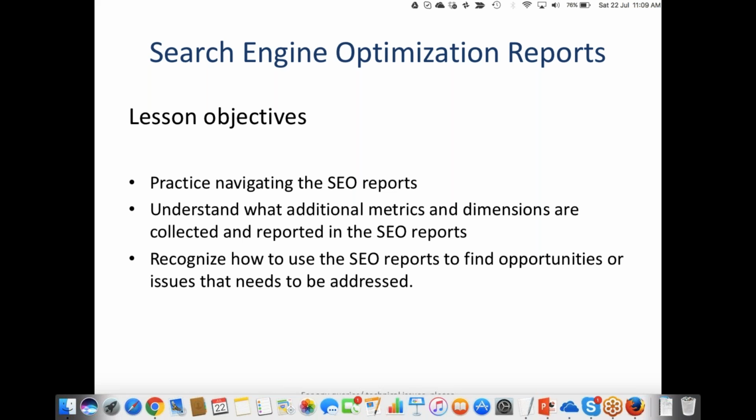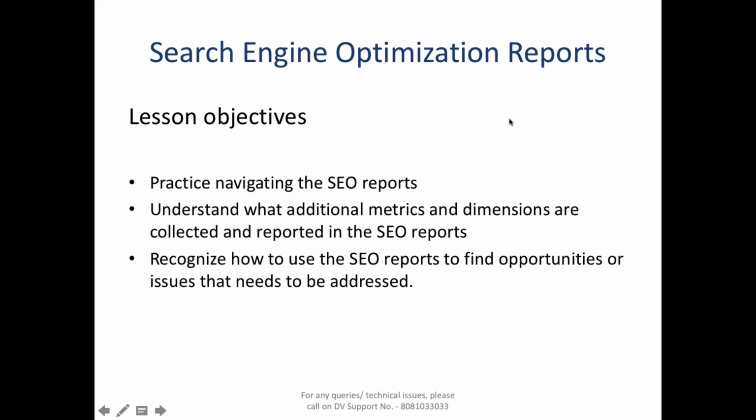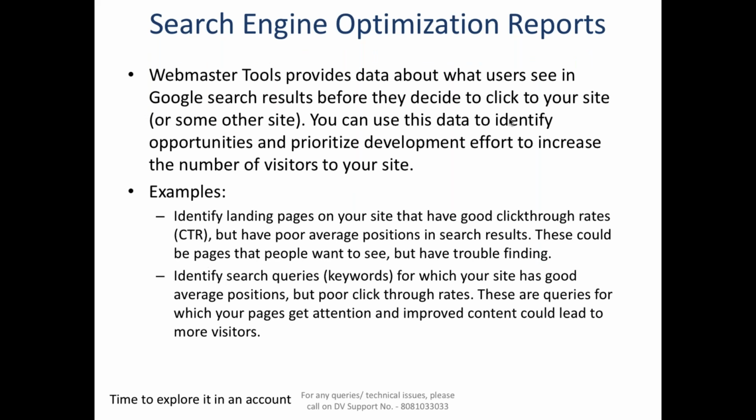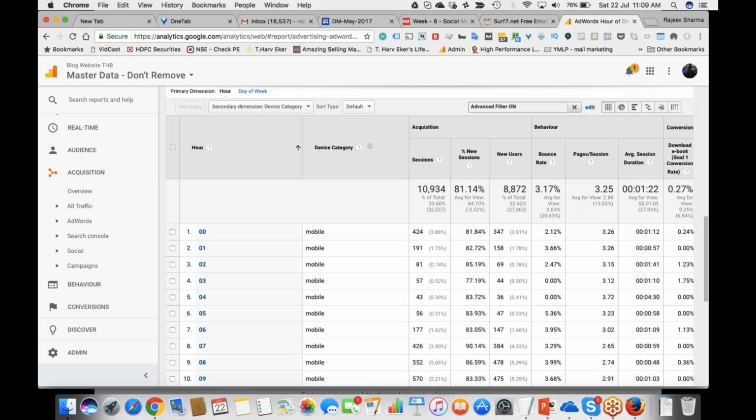All right. So this is the search engine optimization report. This is another interesting part. The webmaster tools provides data about what users see in Google search results before they decide to click to your site or another site. Now you can use this data to identify opportunities and prioritize development effort to increase the number of visitors to your site. And what does that mean? I'll tell you.